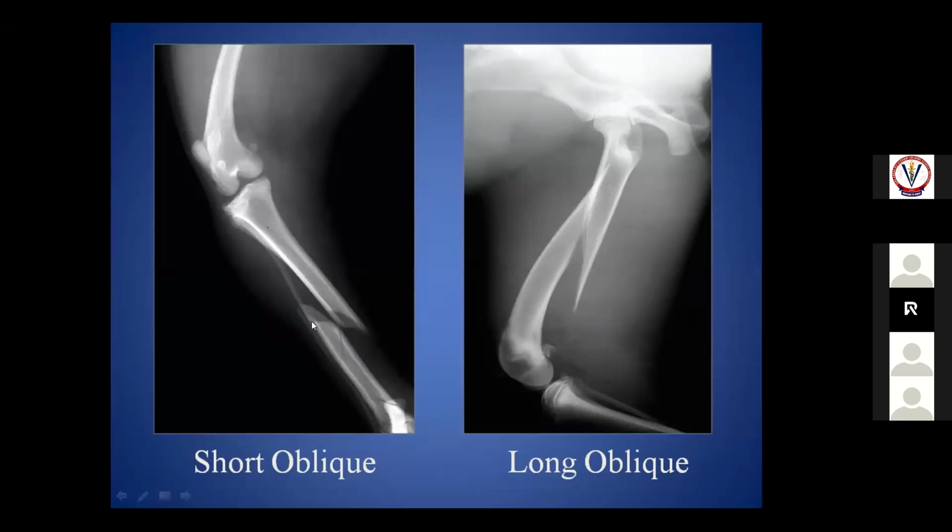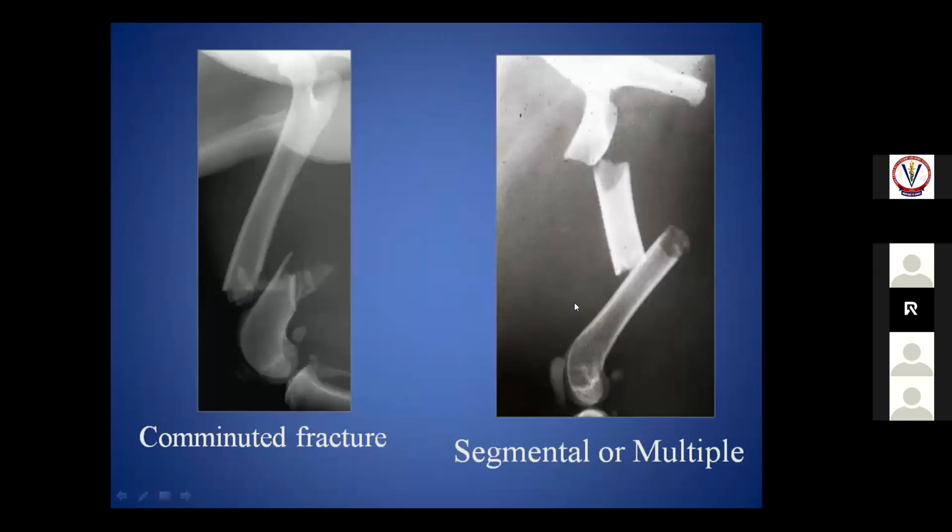Now again, a short oblique. In the earlier case we have seen a spiral. It is an oblique fracture, but it is very short. And if it is covering a major length of the bone, then we call it a long oblique, or sometimes also called a spiral. See how much length of the bone this is covering. So this is a long oblique fracture.